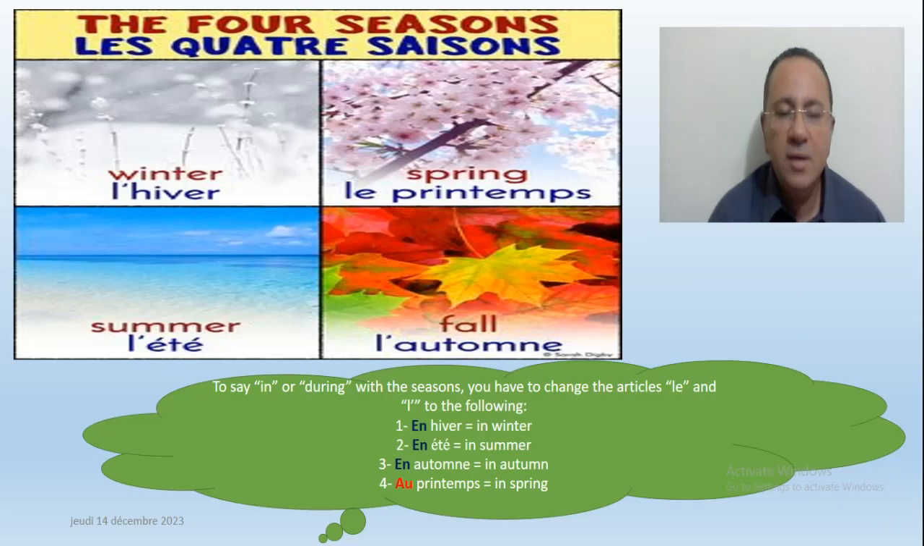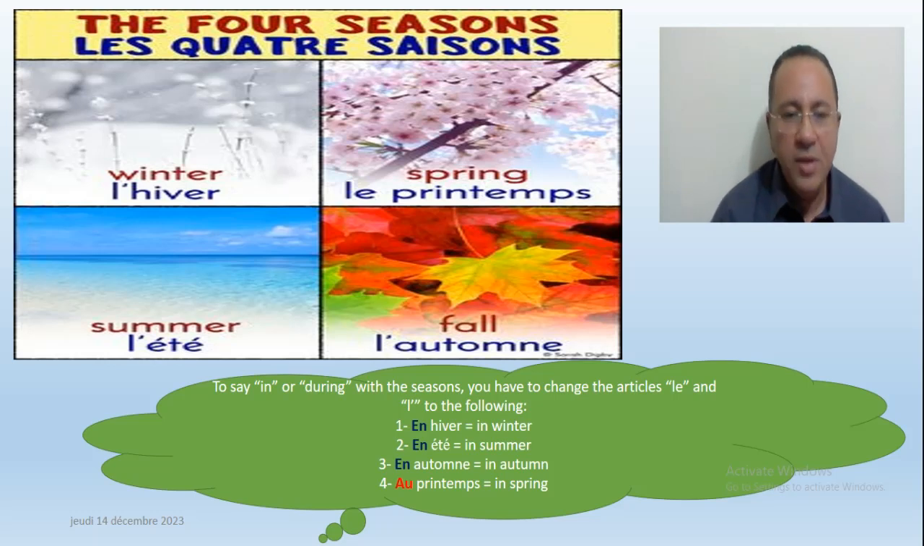The names of the seasons in French are l'hiver, that's winter, l'été, that's summer, le printemps, that's spring, and l'automne, and this is for autumn. Of course, when I say in summer, in winter, I need to change l'apostrophe or le with the right preposition, which is going to be en, for all of them except le printemps. I'm going to use au printemps.